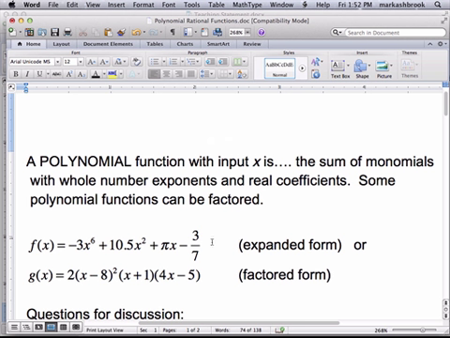Okay, and then some polynomials can be factored. This is two different functions, right? So here's an example of a polynomial in the expanded form, and this is one in what's called the factored form. So today we're just going to focus on expanded form and what it helps us with in terms of representing the covariation, or in other words, graphing it.